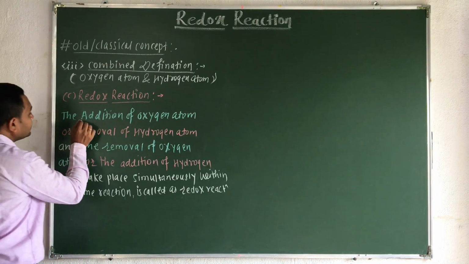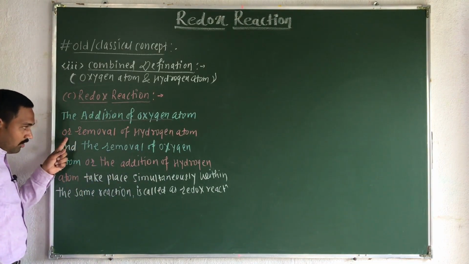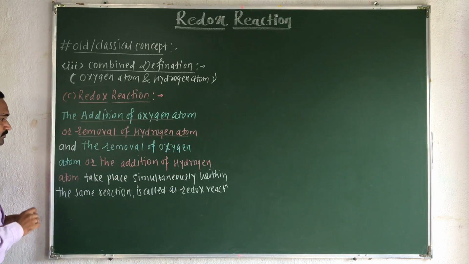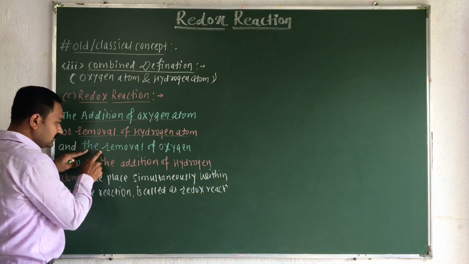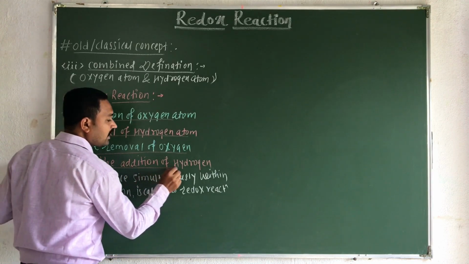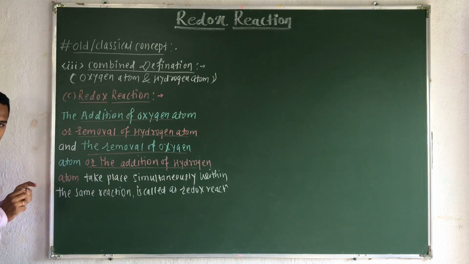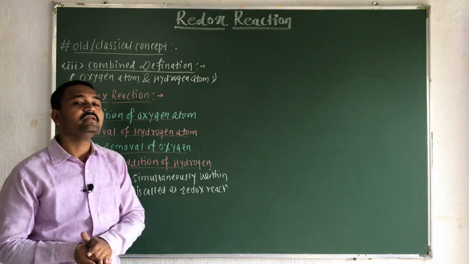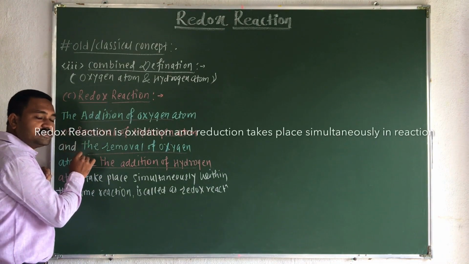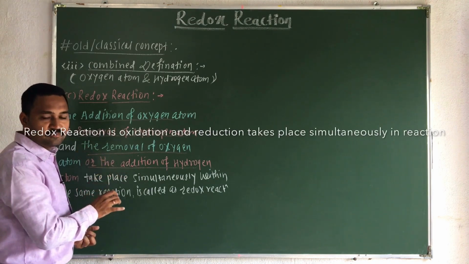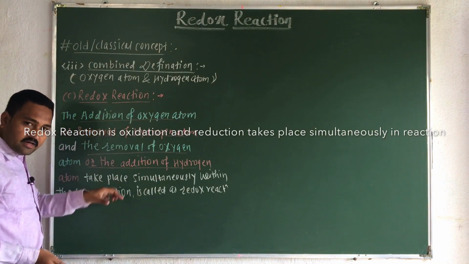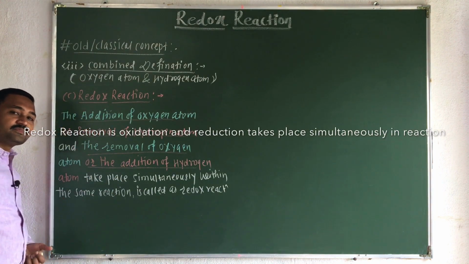Remember, the addition of oxygen atom or removal of hydrogen atom is nothing but your oxidation process. Again, the removal of oxygen atom or the addition of hydrogen atom is nothing but your reduction process. So previously we defined the redox reaction as the simultaneous oxidation and reduction which takes place in chemical reactions. Those reactions are called redox reactions. So this is your simple definition of the redox reaction in combined form.